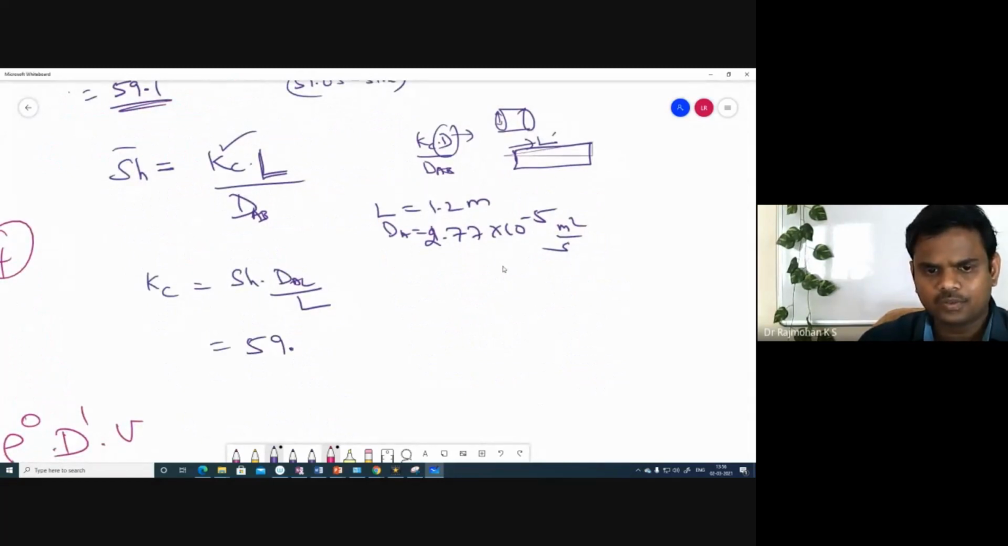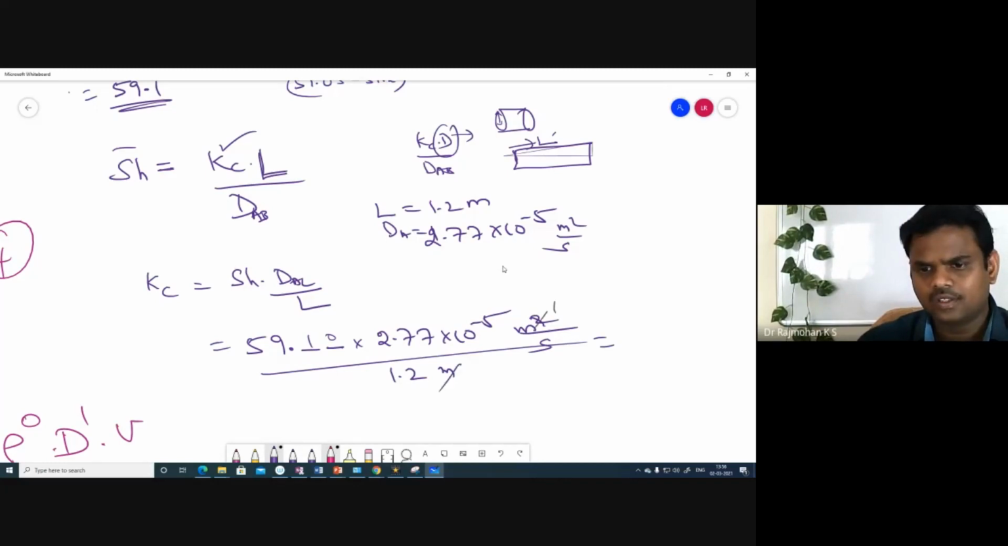So whatever value you got, you substitute, with two to three digits at least. Since it is a number, two digits after the decimal is sufficient. So 59.1 for me, into 2.77 into 10 power minus 5 meter square per second, divided by the length 1.2 meters. The meter will get cancelled, so we get meter per second as the Kc value. So Kc will have the unit of meter per second.